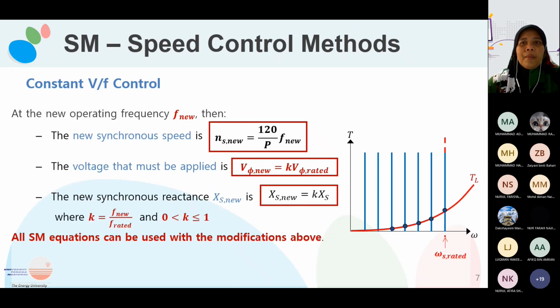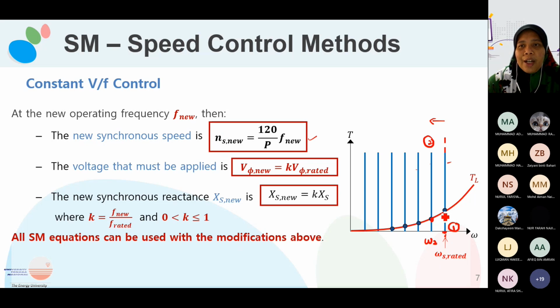Okay, as you know, the torque speed characteristic of the synchronous motor semua dia straight line. Okay, this one straight line. This one at rated katakan at start number 1. Okay, at the new operating frequency F new, the new synchronous speed is calculated by using this formula. Okay, so katalah kita nak reduce the speed to number 2. Okay, so we have a new omega sekarang, omega 2. And this is new operation point lah of the speed.